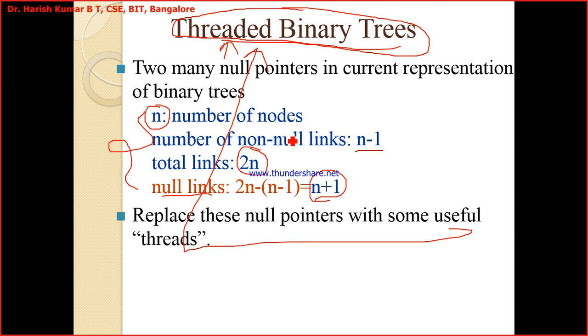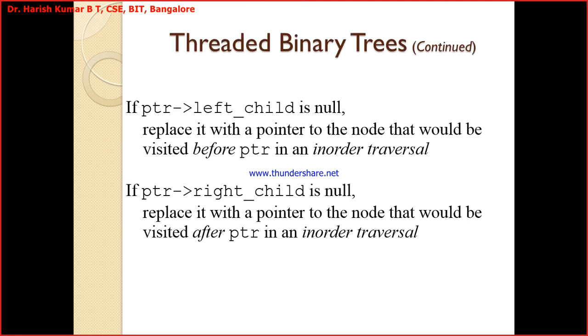Say for example there is a node that doesn't have a left child. Usually it will have a null pointer there. Similarly, if I take one more node that has neither a left child nor a right child, both its left link and right link will be stored as null pointers. Now I need to avoid these things. How to avoid them? By converting it into a threaded binary tree. Now we'll see how to do that.